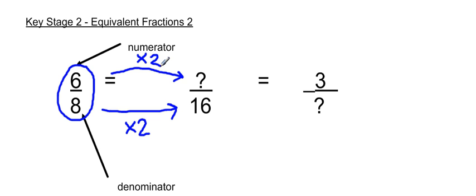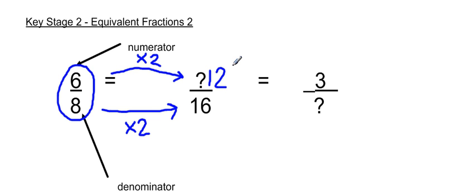So in this case, we've multiplied our denominator, the bottom, by 2. So we have to multiply our numerator, which is 6, by 2. So we end up with 12/16. So we know that 12/16 is equivalent to 6/8.